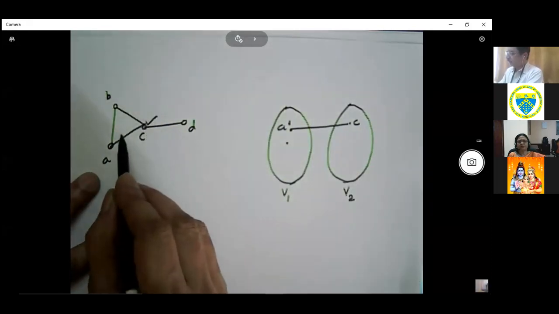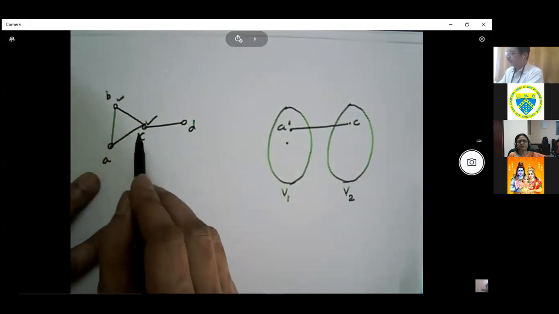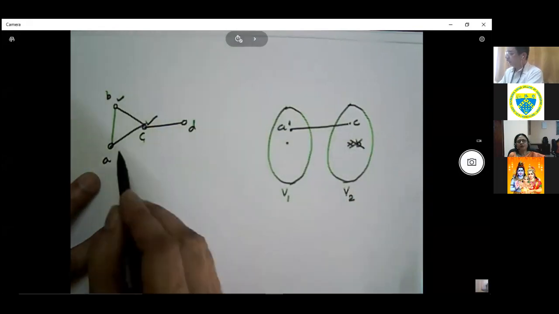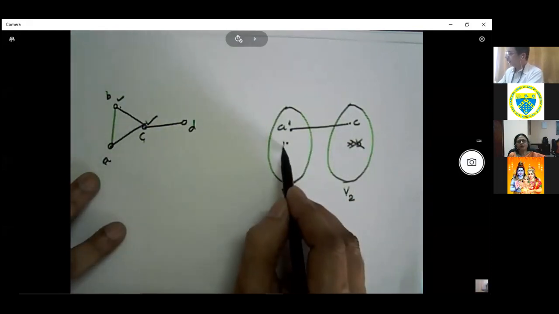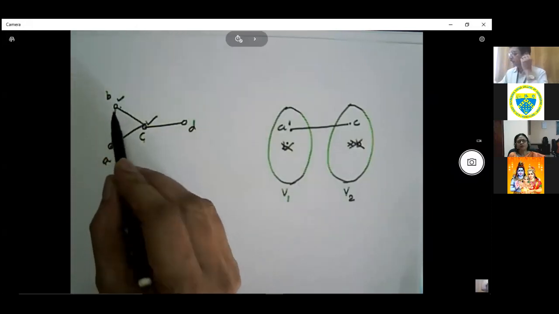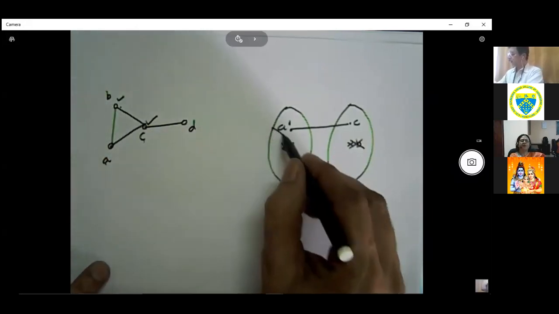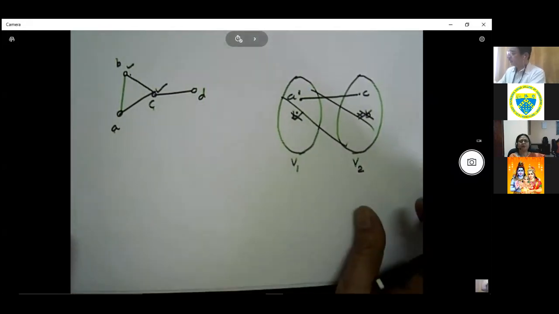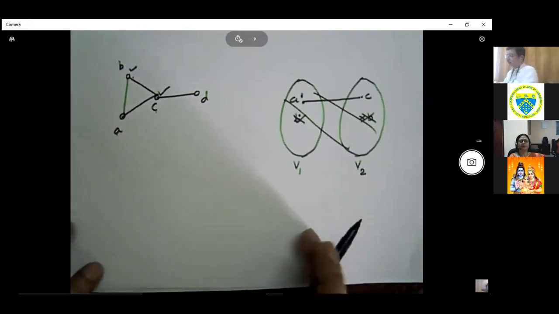After writing C, where should B be? B cannot be in the set containing C, so B cannot be here. B cannot be in the set containing A, so B cannot be here also. So there is no choice of set for B. Therefore, this graph is not bipartite. However, this graph can be represented as a bipartite graph of some other form.